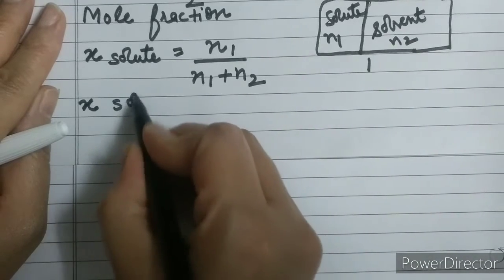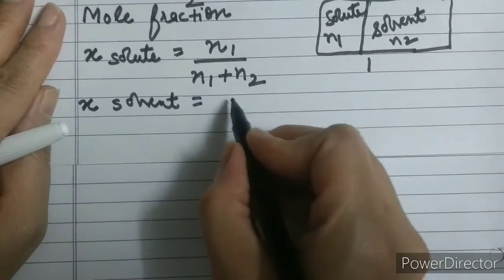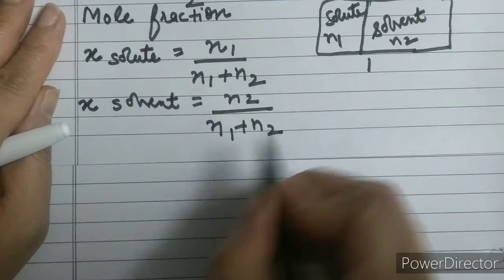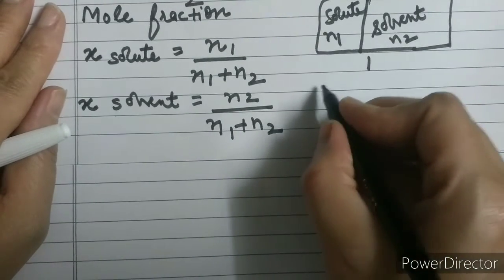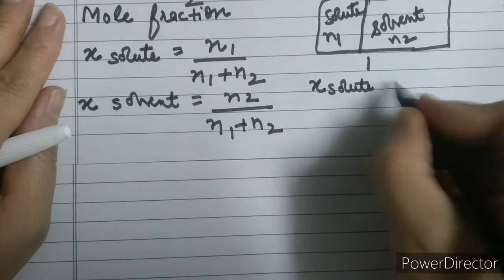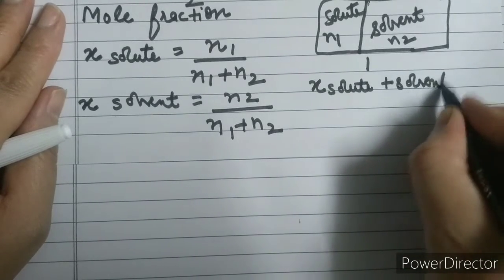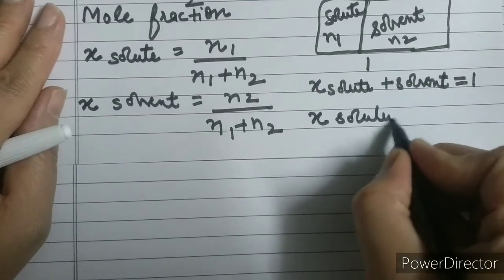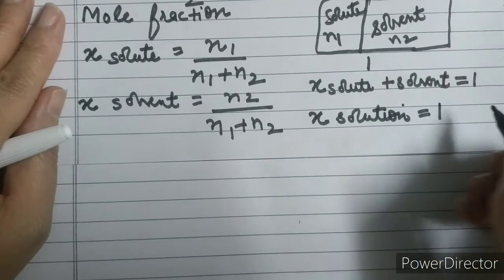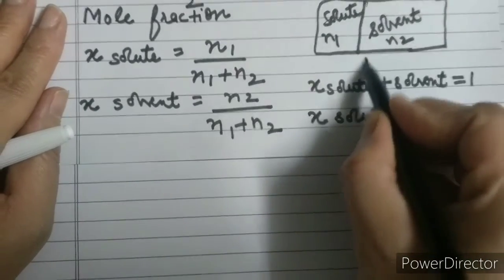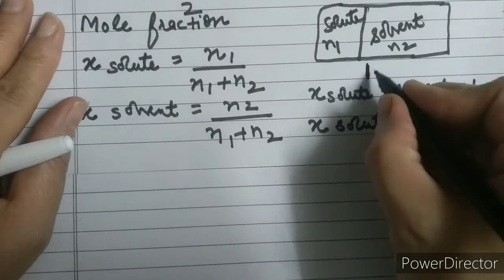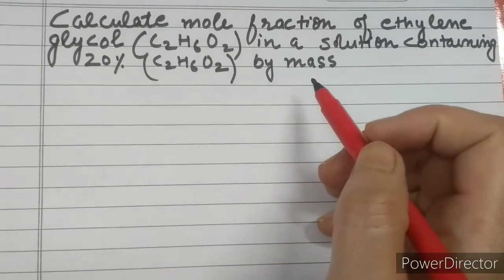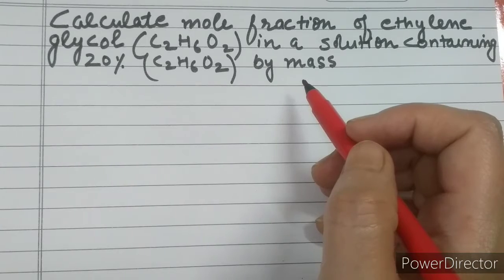Similarly, the mole fraction of solvent can be described as the number of moles of solvent divided by the number of moles of solute plus the number of moles of solvent. We should always remember that the total mole fraction of solute plus solvent is always equal to 1. That is, the total of the solution is always 1, and in percentage it is always 100%. But the fraction of total solution is always 1. So let us discuss a question on the concept of mole fraction.